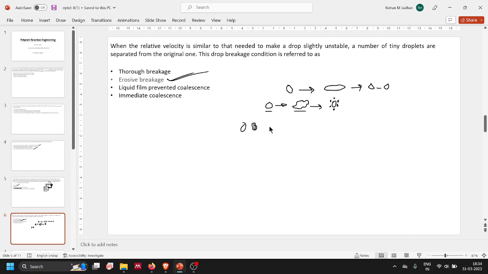So when there are two droplets together and there is a small liquid film in between them, this liquid film prevents these two droplets from coming together. So these droplets cannot combine together, and that's why it is called liquid film prevented coalescence. And immediate coalescence is what happens when two droplets immediately combine and form a single large droplet. It is the exact opposite of, let's say, thorough breakage. Exact opposite. So the correct answer for this question would be erosive breakage.